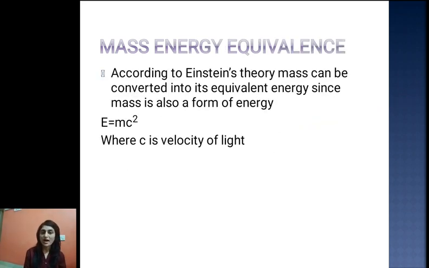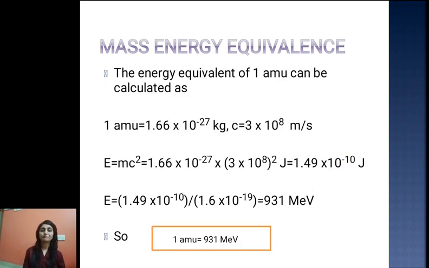Let's talk about mass energy equivalence. According to Einstein's theory, mass can be converted into its equivalent energy since mass is also a form of energy. So E equals mc square. This is the equation which connects energy and mass. So the energy equivalent of 1 AMU is what we have to find out. 1 AMU mass corresponds to how much energy?